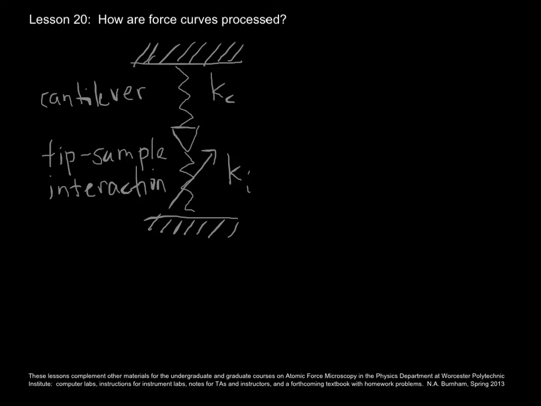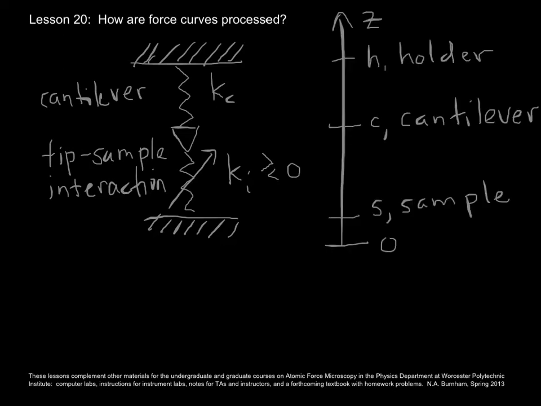That is a reminder that whereas the spring constant of the cantilever is fixed once you mount one in your AFM, the spring constant of the interaction can change. It's variable, and it can be either less than or greater than 0. Now I've added a z-axis scale with indicators for the holder, the cantilever, and the sample.